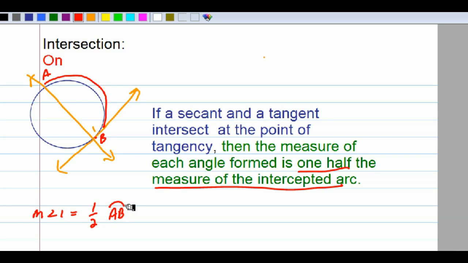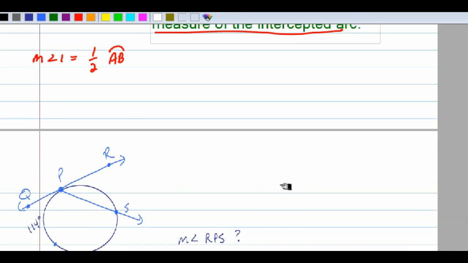Now I want to make a connection to what we did back in 10.4, which was inscribed angles. Inscribed angle looks like this. What type of line is this? Isn't that a secant line? You bet it is. What's the relationship? This angle equals 1/2 of the arc. Same exact concept here. If these lines intersect on the circle, they will always give 1/2 of the arc measure. Let's do an example.